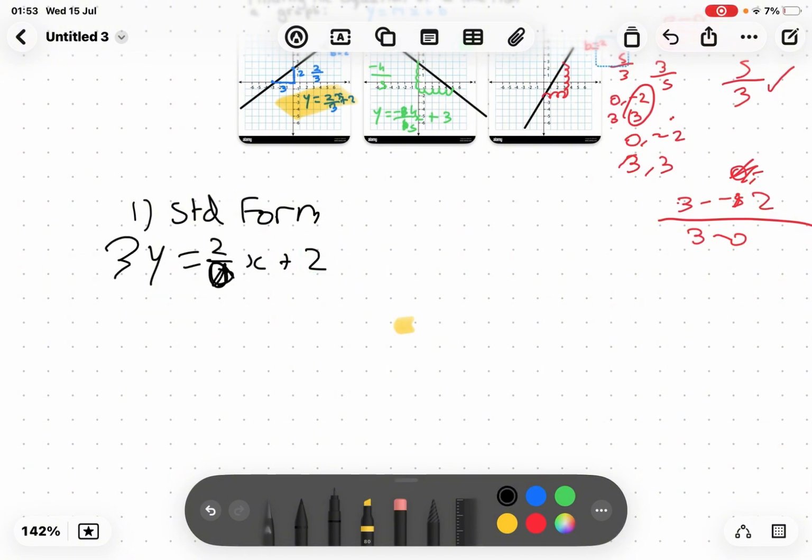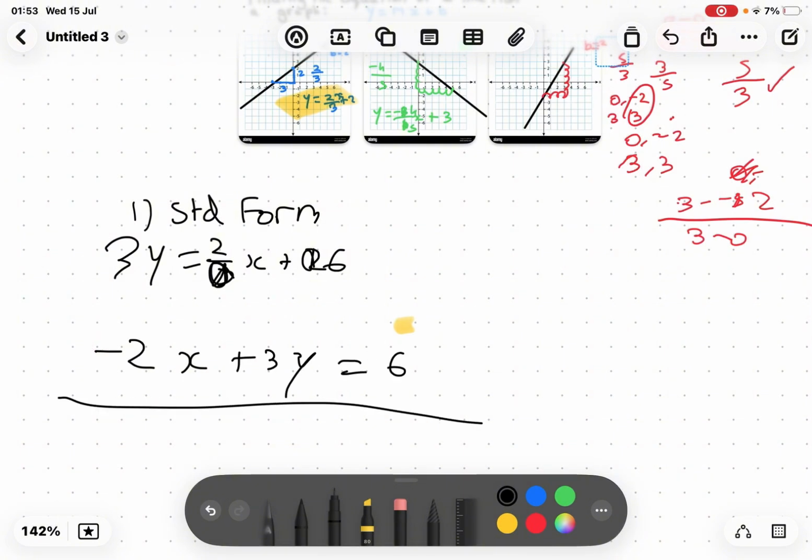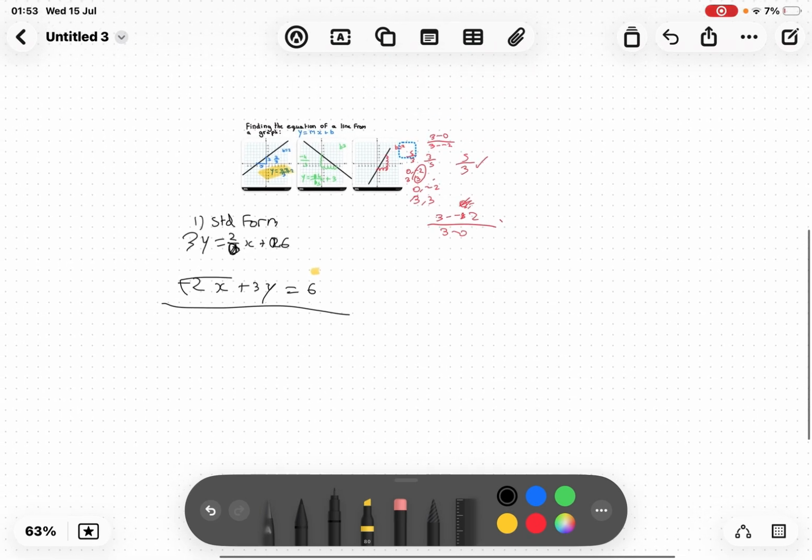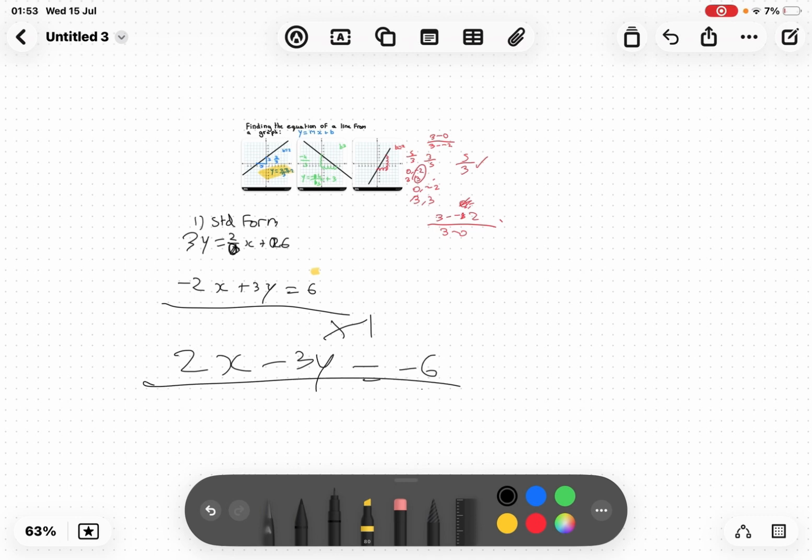3, 6, and then I would move the x. So I would get this. However, if you wanted these both positive, you could times everything by -1 and you would get, oh no, you wouldn't get that. But basically you can times everything by -1 and get this, which is also an answer.